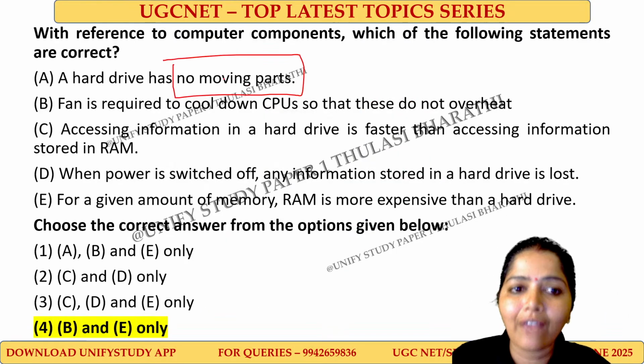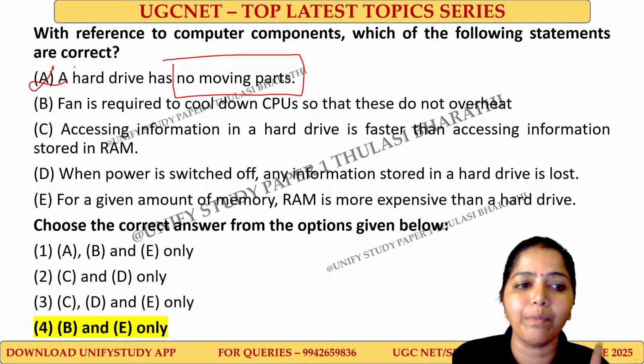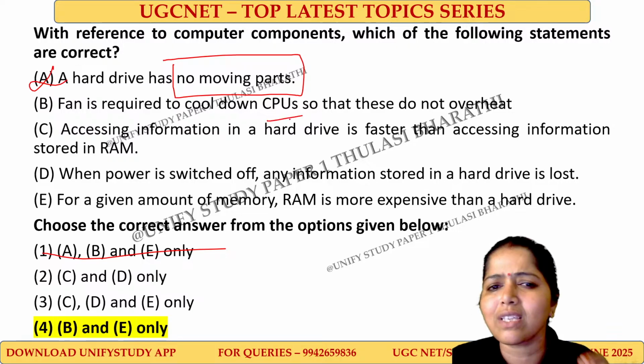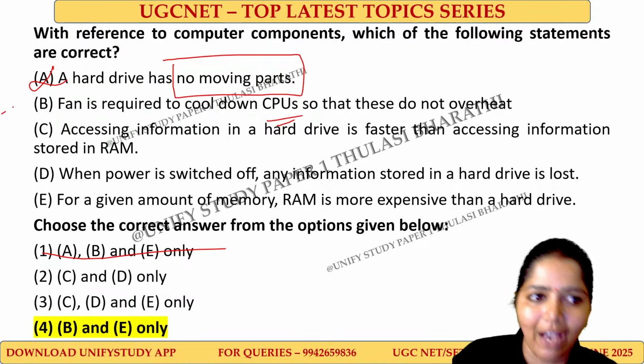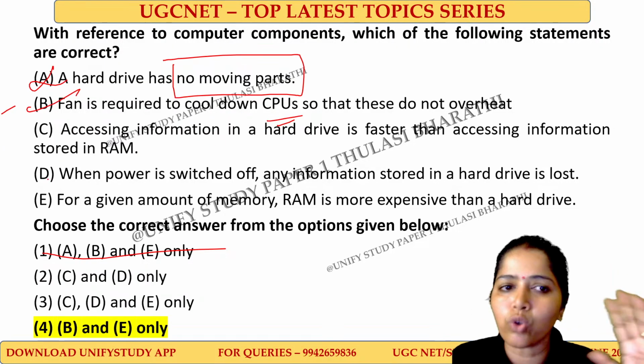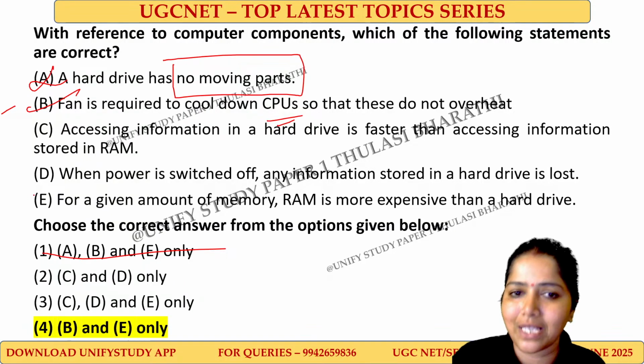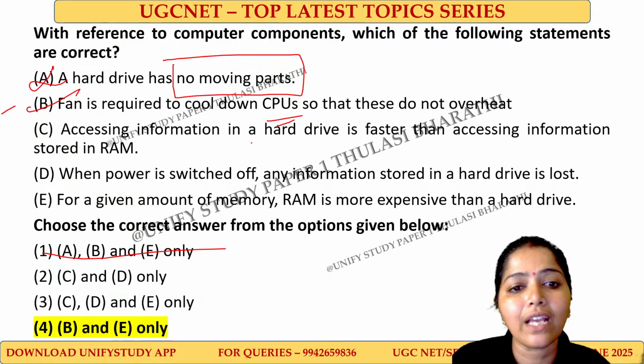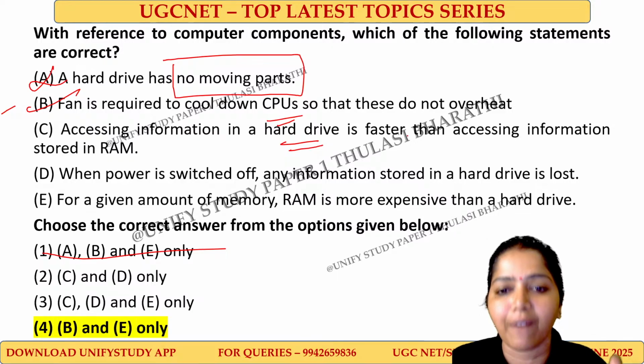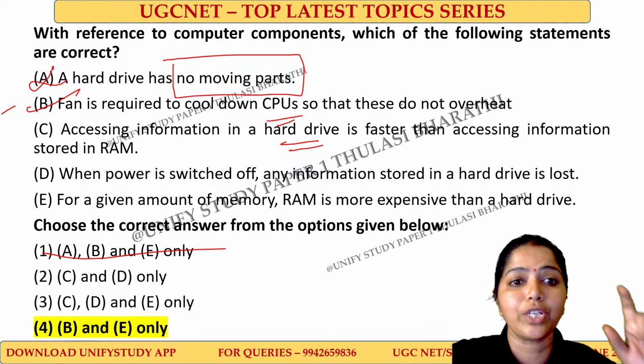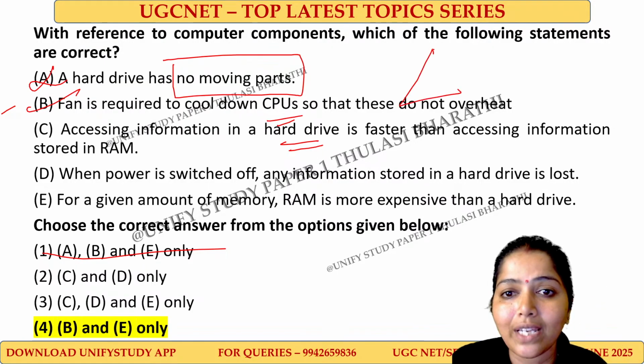So in hard drive, we have moving parts, so we can eliminate this. A option eliminated. Fan is required to cool down CPUs. Yes, we all know this, we have the fan to cool down the heat because it is processing, right? And next one, accessing information in hard drive is faster than accessing information stored in RAM. No, just now we discussed, right?